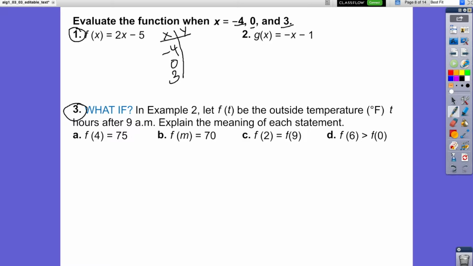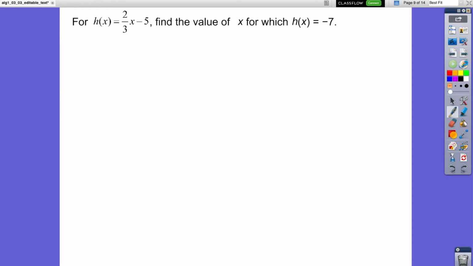Okay, I'm now on page 123, and I'm doing example 3. And for some reason, kids have a hard time with this, and I'm hoping to explain this so you understand it. All right, so remember, how do I say this function notation? H of x. Okay, so h of x is also the same as y, right? So what we're going to do here is it says find the value of x. Oh, we're not finding the value of h of x. We're now finding the value of x when h of x is negative 7.